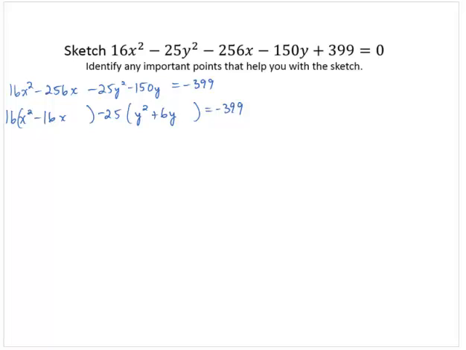Completing the square. X squared minus 16x. Half of 16 is 8. 8 squared is 64. So I'd have to add 64. But I really added 16 64s, which is 1024.